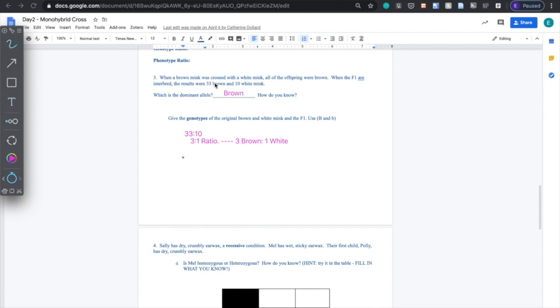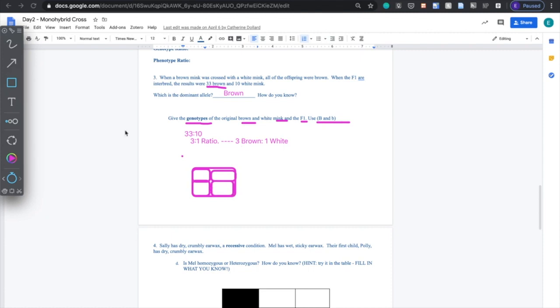So now it wants the genotypes of the original brown and white mink and the F1. And we're going to use B and b as our letters for our genotypes. Okay, so here we go. We're going to get started. The first thing we need to figure out is our F1 generations, so we're going to use Punnett squares. I'm going to make one right here. We need to figure out what parent genotypes are going to give us a ratio of 3 brown to 1 white. What are the genotypes that are going to give us that?